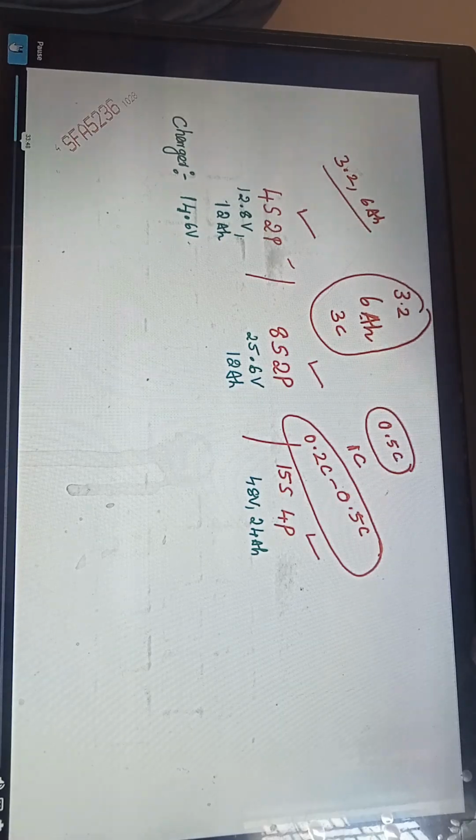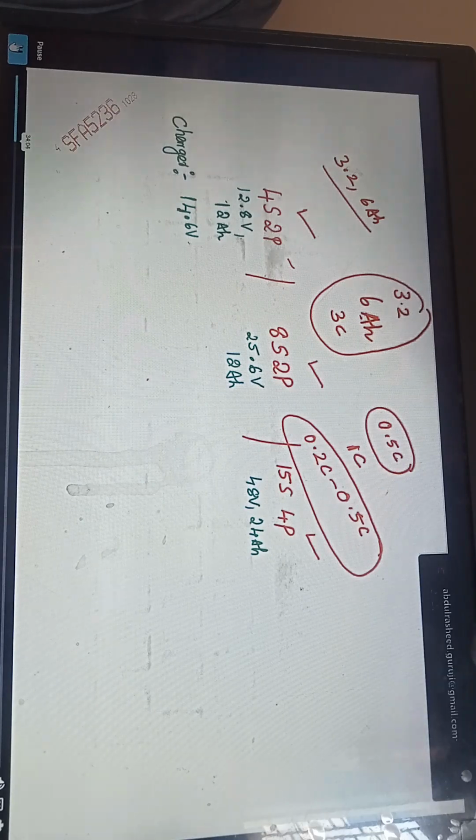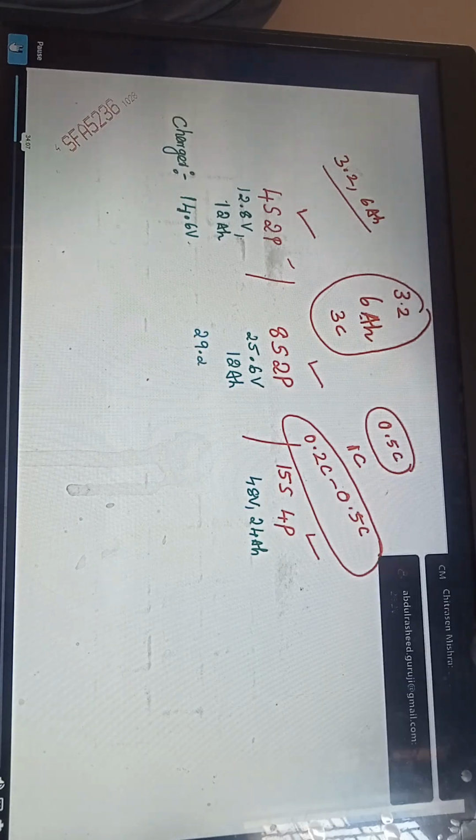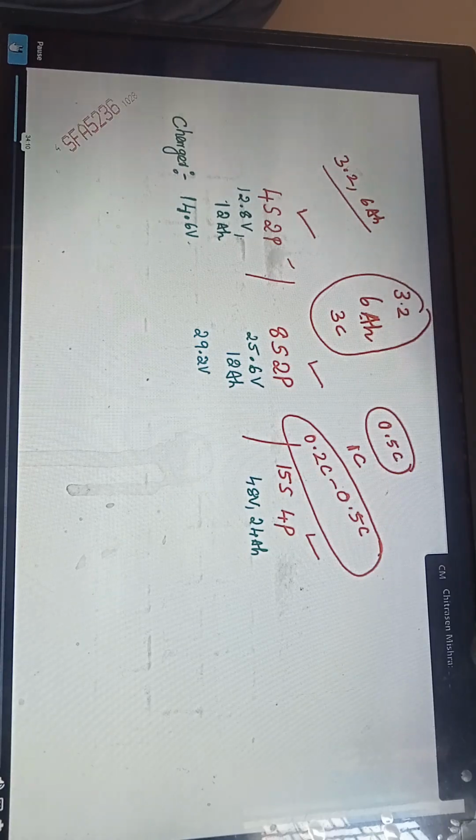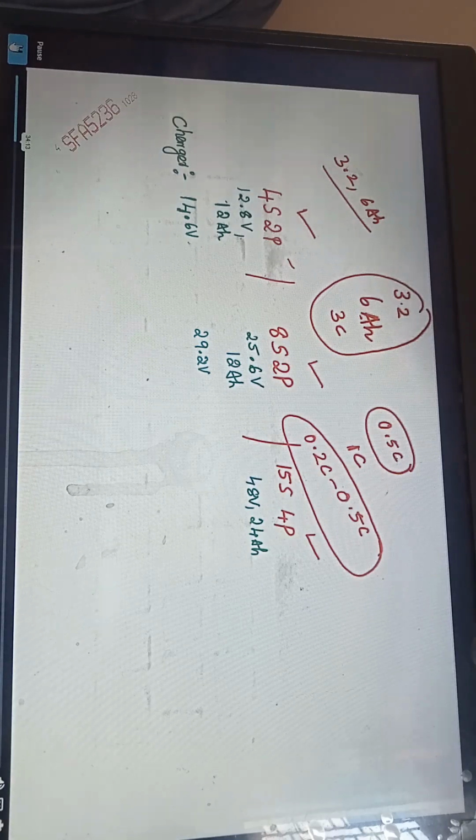For 8S2P, how do you choose the charger voltage? 8 into 3.65, right? Very good, 29.2 volt. So 29.2 volt is the charger voltage. So what is it for 15S?